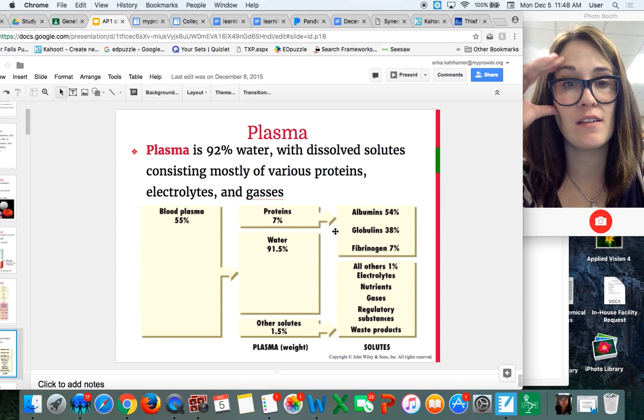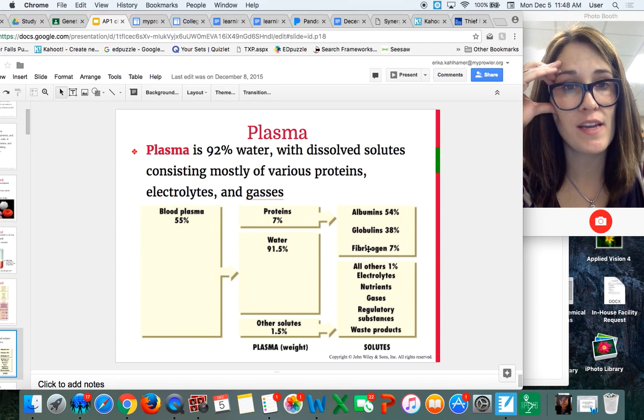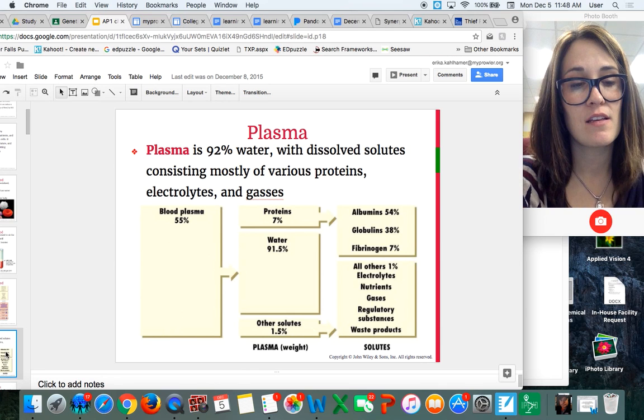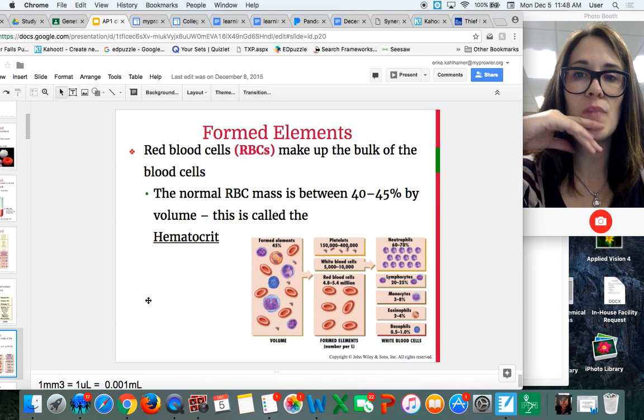Plasma, and this is just a detailed picture of what I've already talked about. Why is it important? It contains important clotting proteins, water, and then other important solutes, nutrients, electrolytes that you need to survive. Red blood cells.